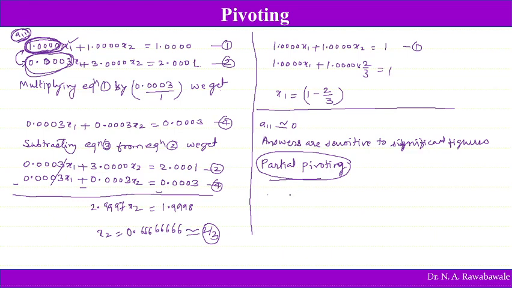So in the next class we will be looking at what is complete pivoting. So this was partial pivoting, and we will see what is complete pivoting and what is scaling. That will be dealt with in the next class.